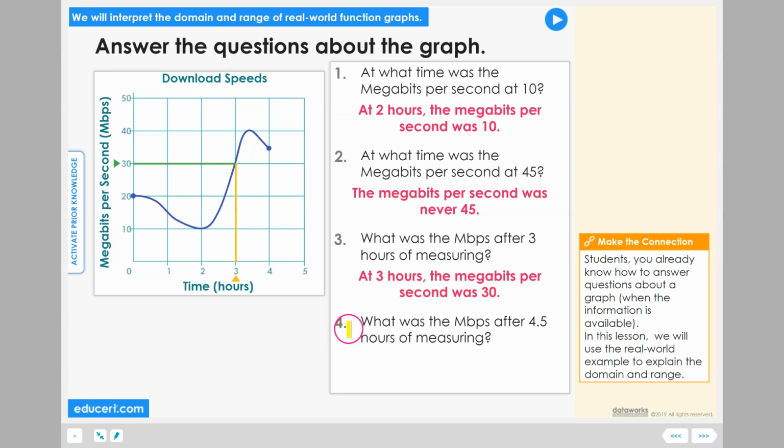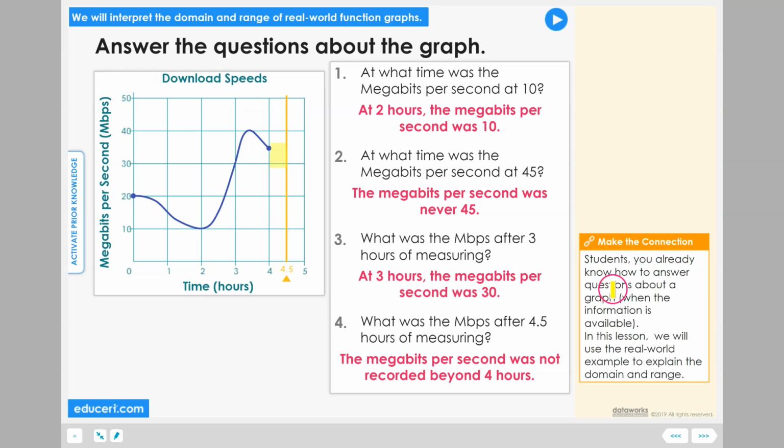Problem number 4. What was the megabits per second after 4.5 hours of measuring? Starting out by tracking at 4.5 hours, we see that the graph never gets to 4.5 hours. In fact, it looks like all measurements stop at about 4 hours. So to answer problem number 4, we would say the megabits per second was not recorded beyond 4 hours.